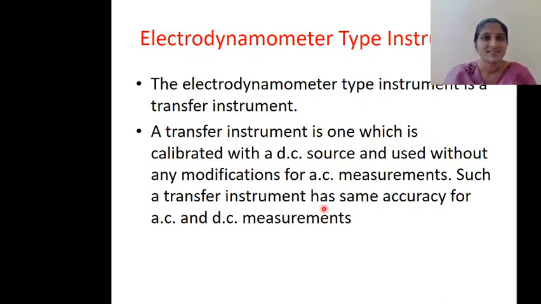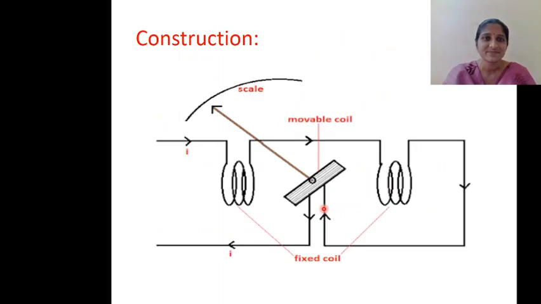Now coming to the construction of the electrodynamometer type instrument. Here you can see the construction. These are the coils. These two, this one and this one, are fixed coils, whereas the one in the middle is the movable coil. Fixed coils will not be moving, as we know, and the moving coil will be moving in the magnetic field. What is the field produced here? These fixed coils will act as the magnets, and the moving coil will act as the coil placed in the magnetic field.